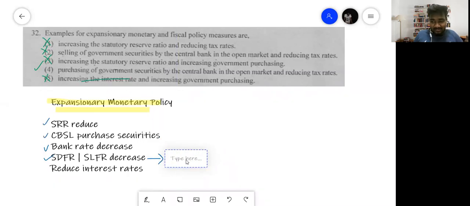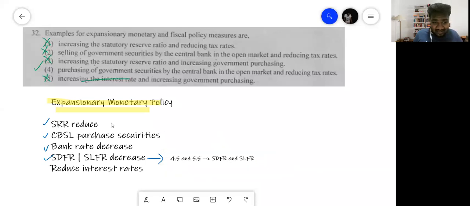How much? It's 4.5 and 5.5, right? Currently it's... okay. What is 4.5 and what is 5.5? Deposit or the lending is 4.5. Which one is lower? As the deposit is lower, right? Standing deposit facility rate is 4.5 and the standing lending facility rate is 5.5.